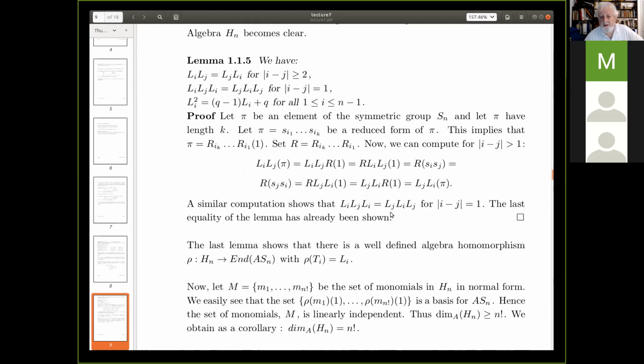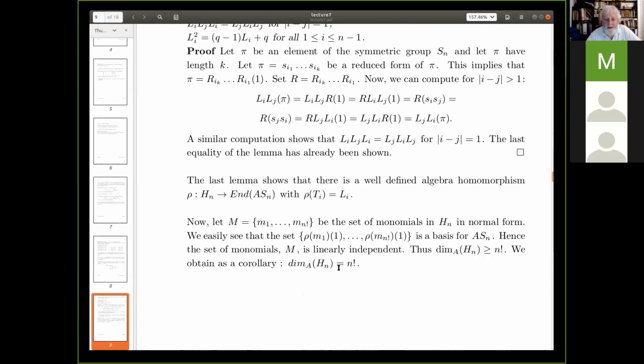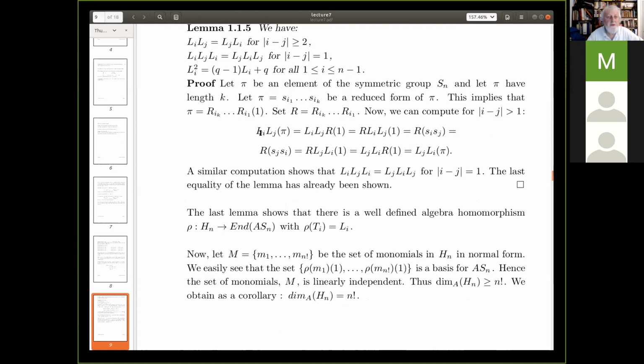Okay, and you do something similar to show that Li Lj Li is the same as Lj Li Lj. But this last one, we've already shown that, so we don't need to prove that again. So what does that mean? That means that there's a well-defined algebra homomorphism rho from Hn to endomorphisms of A Sn with rho of Ti equals Li, because that satisfies all the properties of the Hecke algebra.